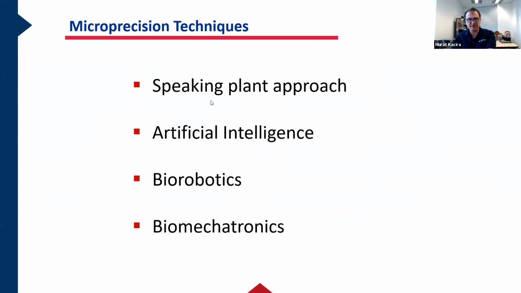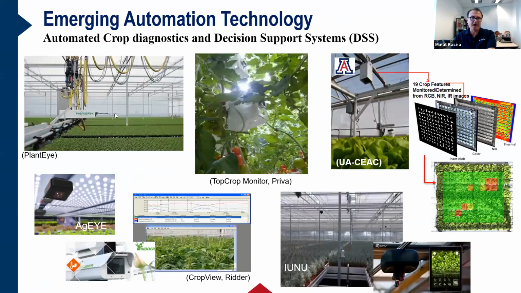techniques could involve a speaking plant approach, which has been around for several decades now, and is now becoming more applicable and interesting to integrate into artificial intelligence, because the computational speed, the sensors and technologies are becoming more available. They're more available and they're less costly. And we can also consider biorobotics and biomechatronics as well.